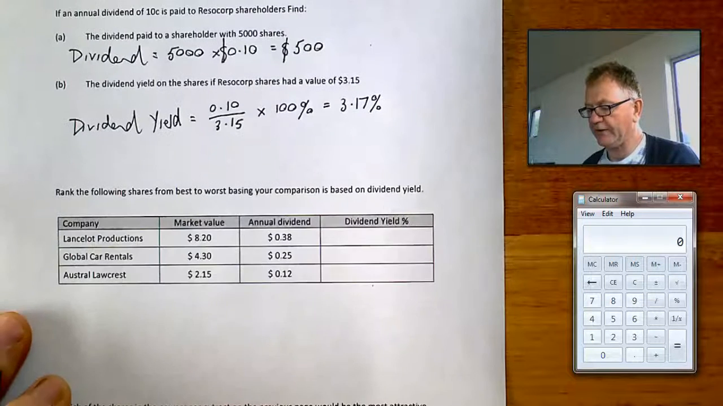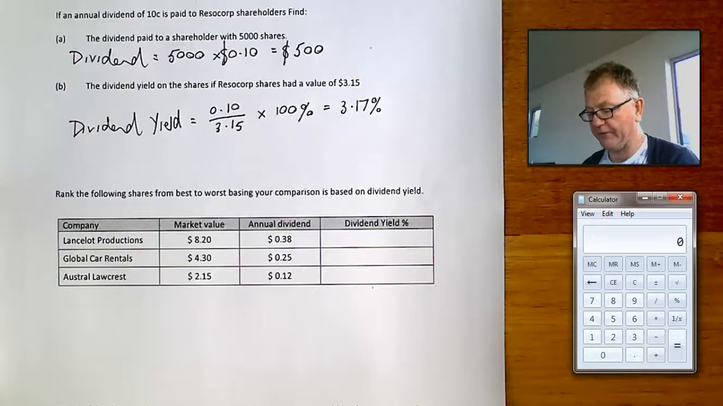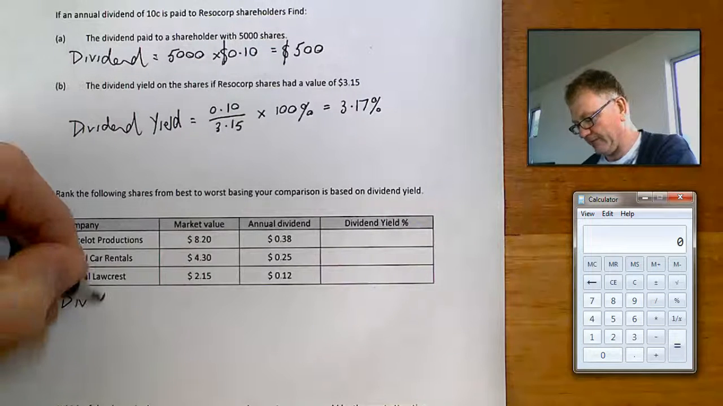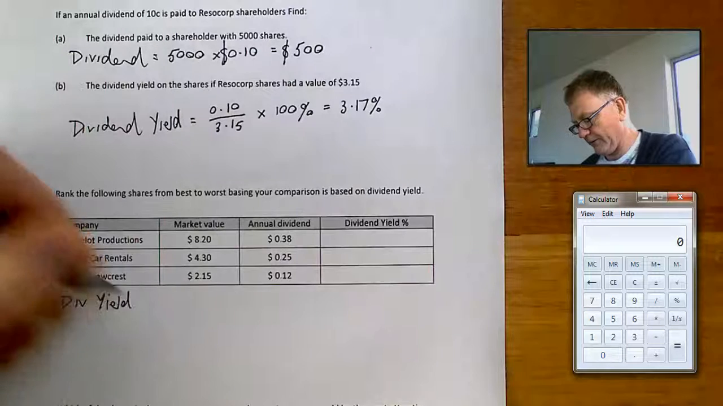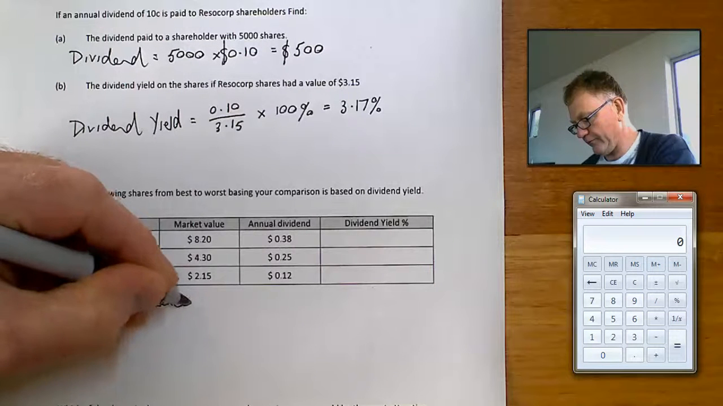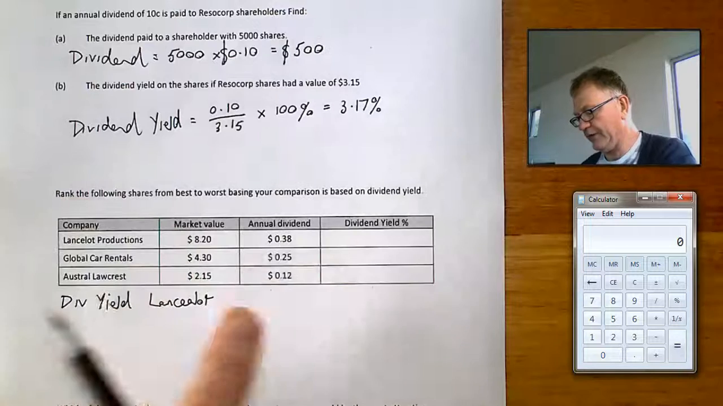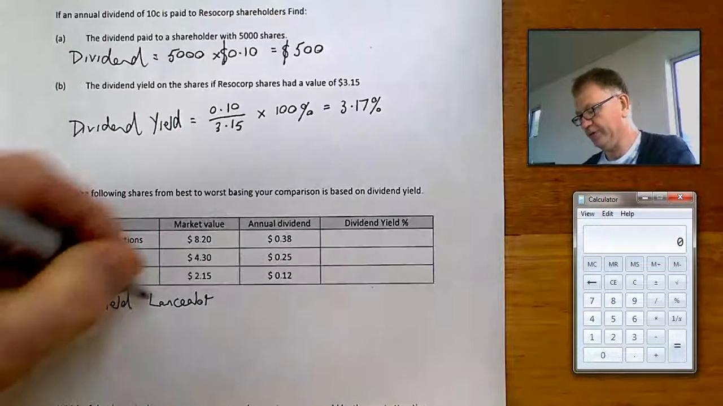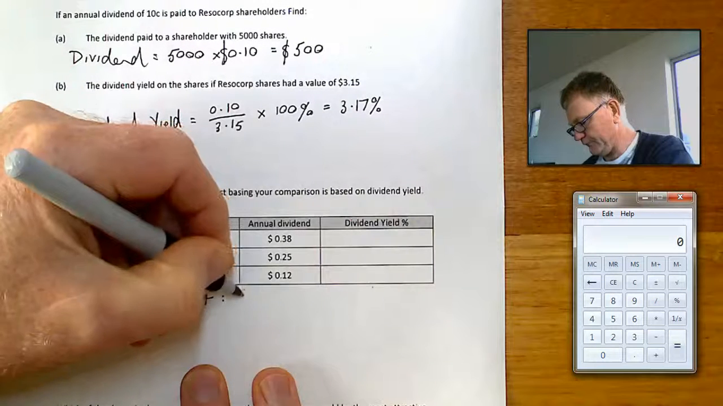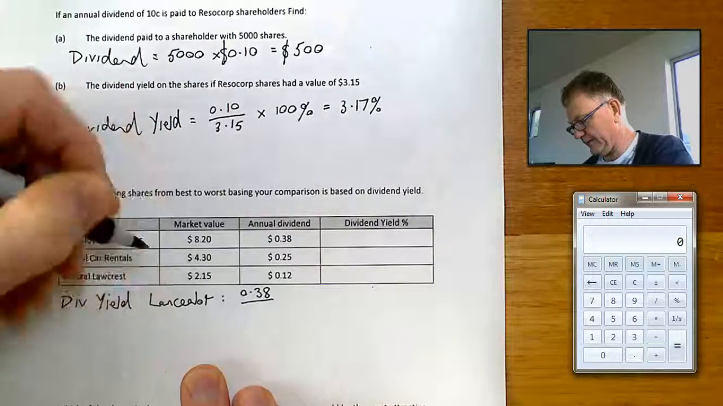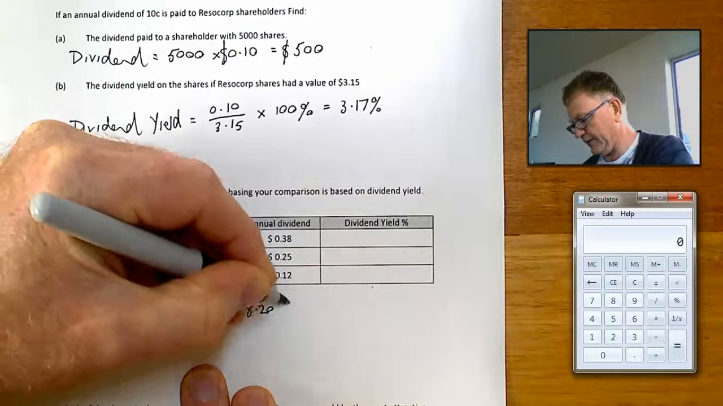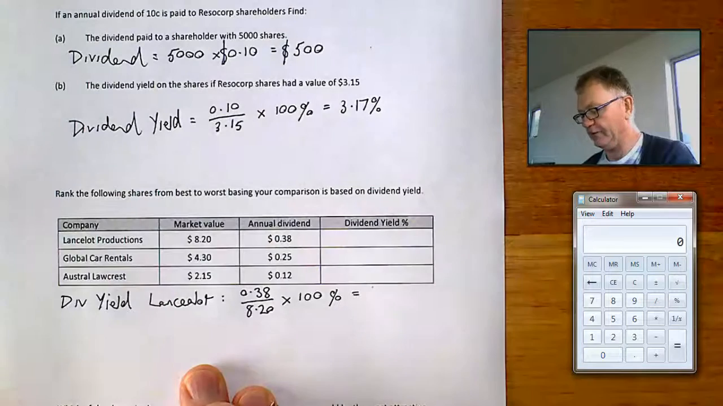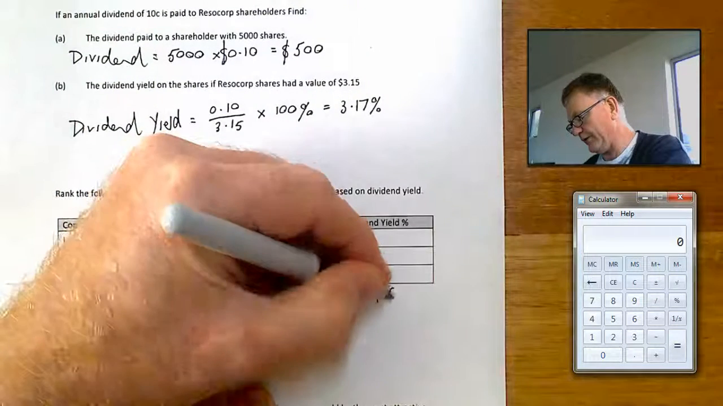The next question asks us to compare three companies based on dividend yield. So what we have to do is work out the dividend yield for each of them. So for Lancelot, it's going to be the dividend divided by the market value expressed as a percentage. 0.38 divided by $8.20 times 100%. You can do the calculations as you wish. 4.63%.